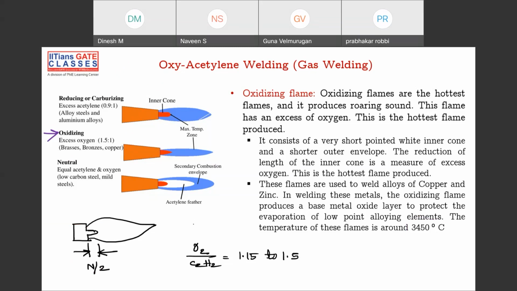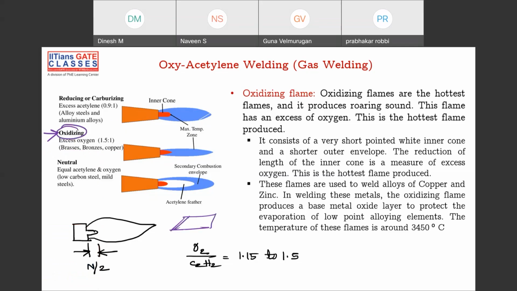And this flame is used for copper, bronze, brass, zinc, all these things. Why? Because these are low density materials, right? Copper, bronzes, zinc, all these are low density or low melting point materials, and as they are low density, they'll evaporate very easily, right? Because evaporation is very easy, the material will evaporate. So to avoid that kind of evaporation, you provide more oxygen. As you are providing more oxygen, what happens?